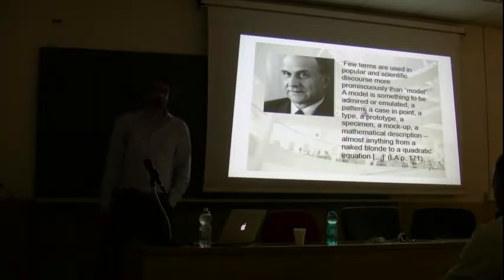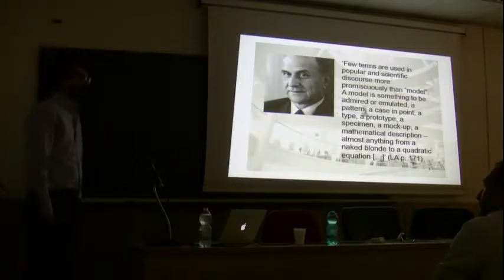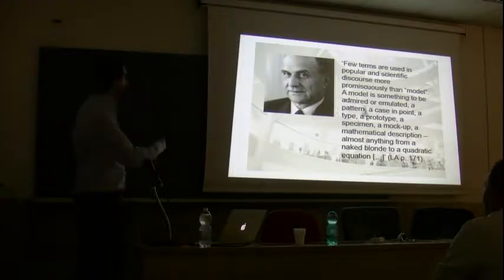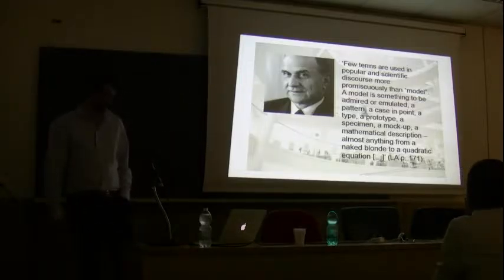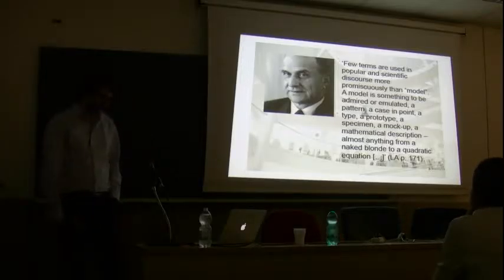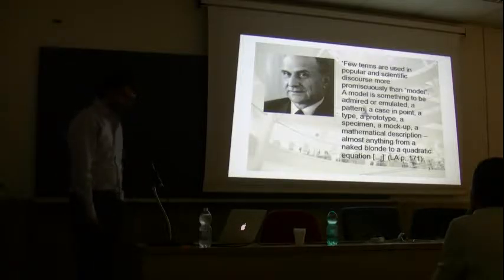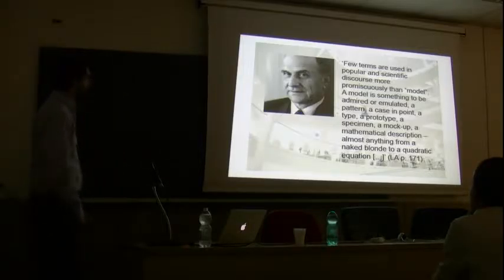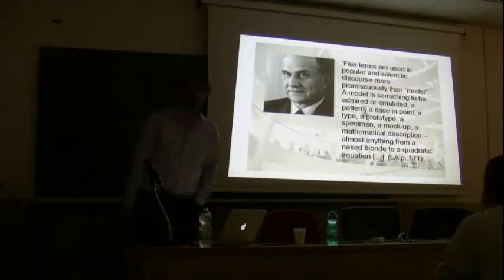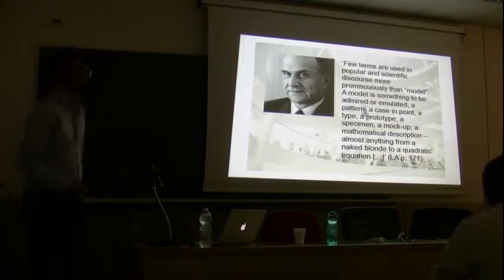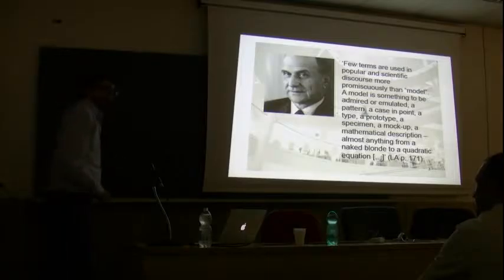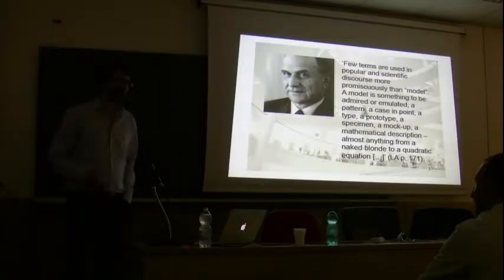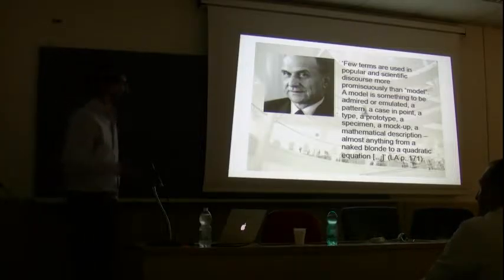However, the sobering message is to come right now. If you ask, well, what is a model? The picture is rather confusing. And if you're confused, you're in good company. Here is Nelson Goodman, who says in Languages of Art: few terms are used in popular and scientific discourse more promiscuously than model. A model is something to be admired or emulated, a pattern, a case in point, a type, a prototype, a specimen, a mock-up, a mathematical description, almost anything from a naked blonde to a quadratic equation. So there you go. The aim of this lecture today is to try to impose a little bit of order in this mess, and so I have to disappoint you: the naked blondes will fall out of the picture on the next slide, but I hope that even the other models I have for you are of some interest.